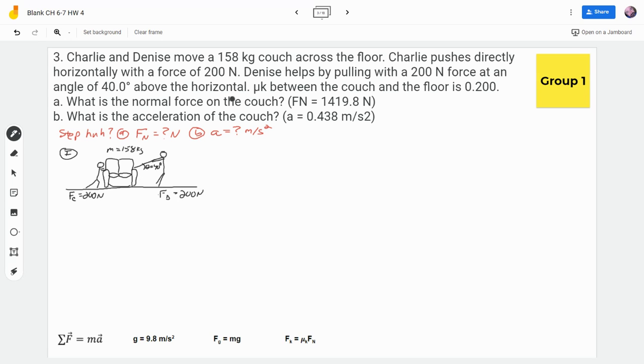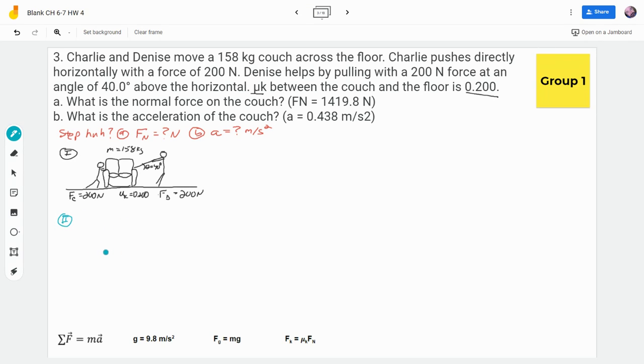The other thing we know is mu sub k between the couch and the floor is this number. All right, so I'll write that right here. Mu sub k is 0.200. So that's our sketch. On to step 2, which is free body diagram.